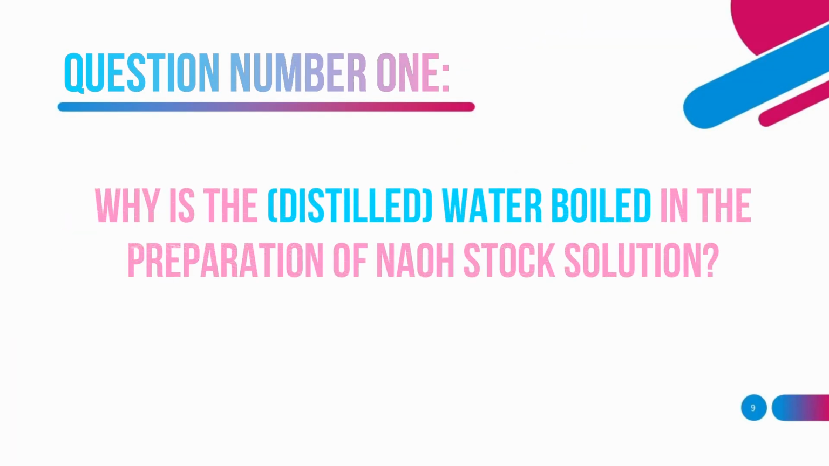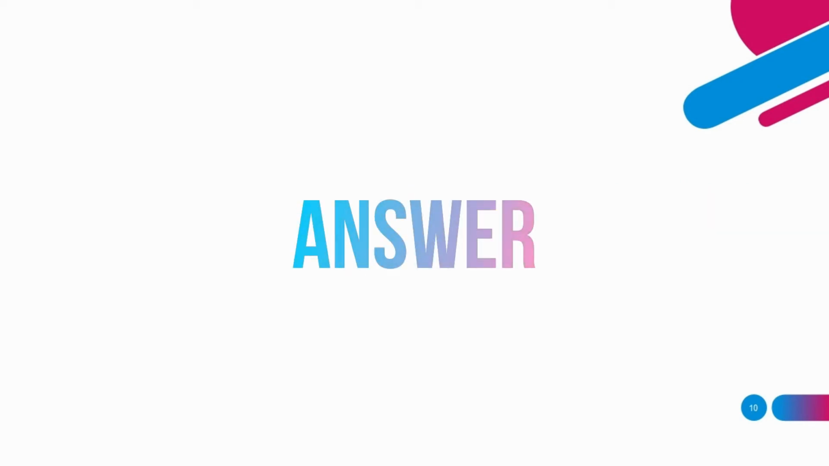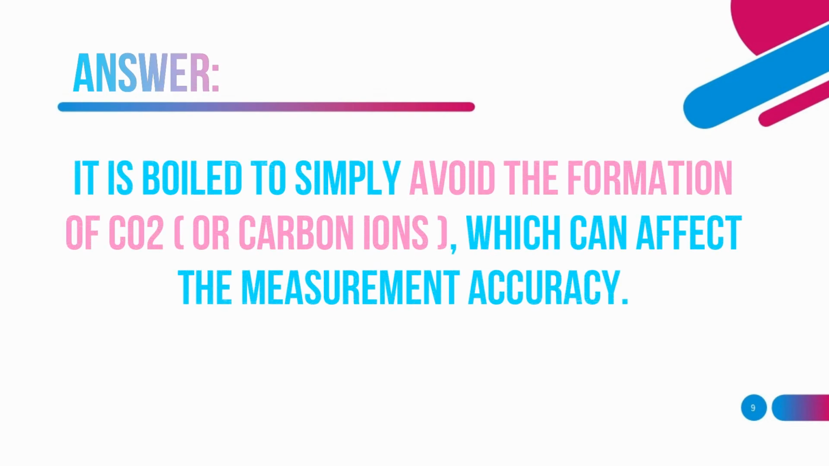Guide questions. Number 1. Why is the water boiled in the preparation of NaOH stock solution? It is boiled to simply avoid the formation of carbon dioxide, which can affect the measurement accuracy.